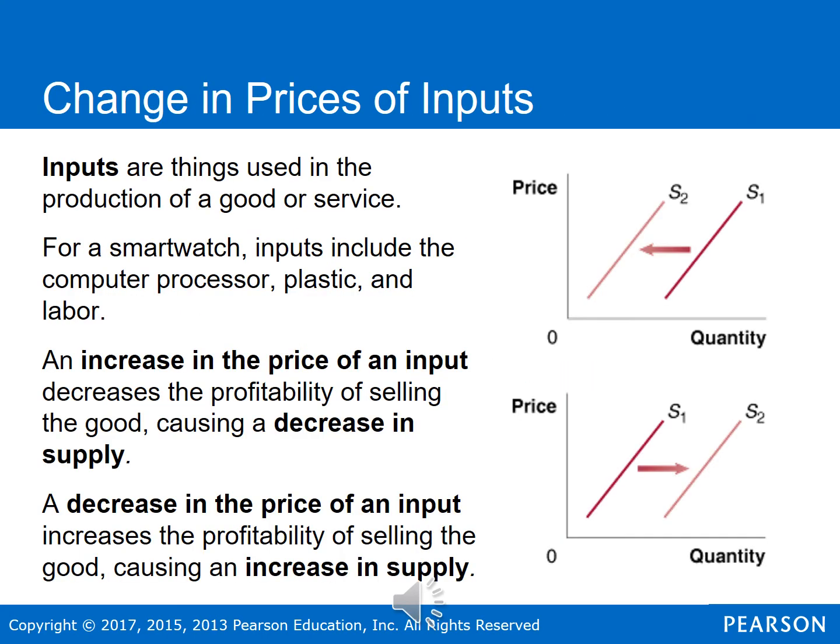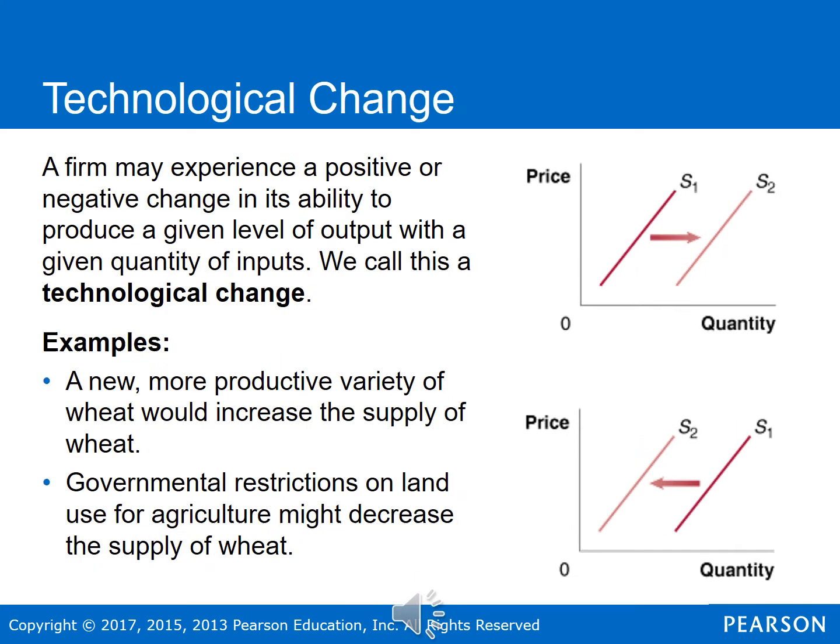First, the changes in the prices of inputs. Inputs are things used in the production of a good or a service. So using the smartwatch example, inputs include the computer processor, plastic, labor, and many other things that go into the actual producing of that smartwatch. So if you increase the price of an input, that decreases the profitability of selling the good. That causes a decrease in supply. If you decrease the price of an input, this increases the profitability of selling the good. So this will cause an increase in the supply.